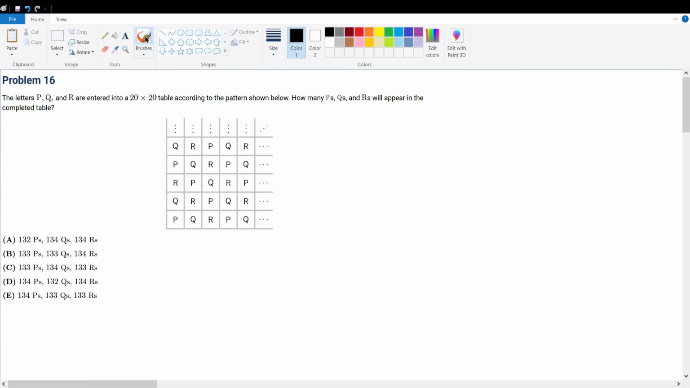Problem 16. The letters PQR are entered into a 20 by 20 table according to the pattern shown below. How many PQRs will appear in a completed table?